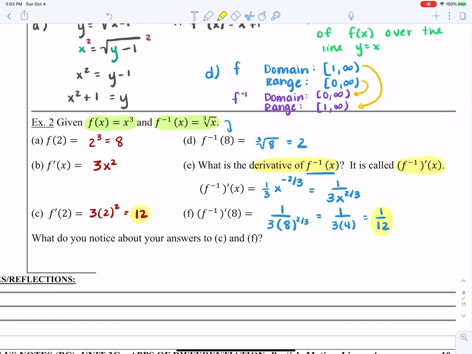But notice they're not for the same value. This is the derivative at 2, and this is the derivative of the inverse at 8. And there's a special relationship between 2 and 8. In fact, f of 2 is 8, and f inverse of 8 is 2. And so we notice that f prime of 2 and f inverse prime of 8 are reciprocals.